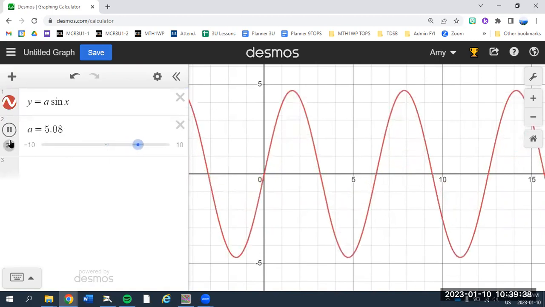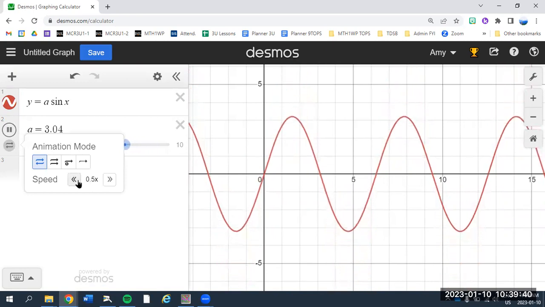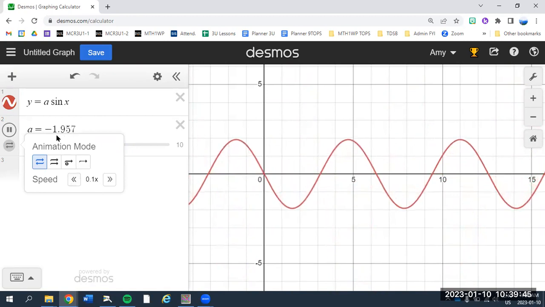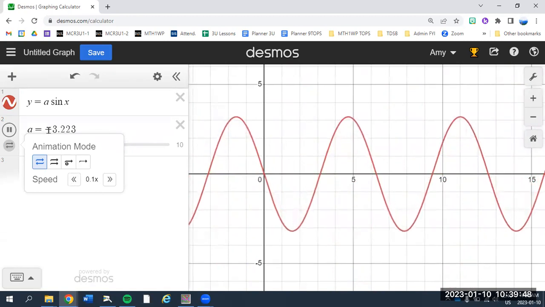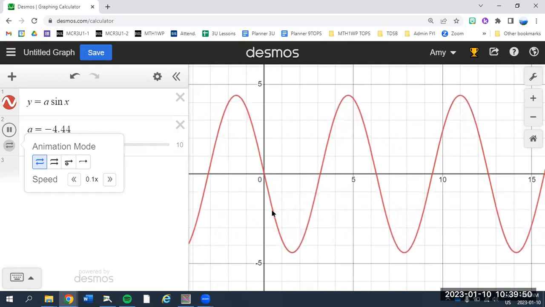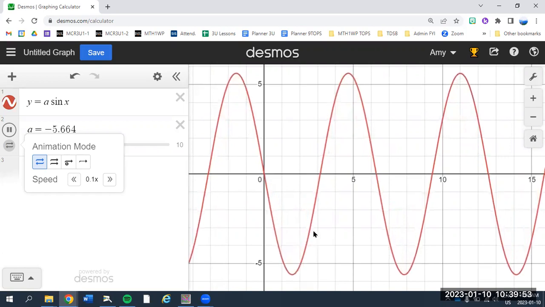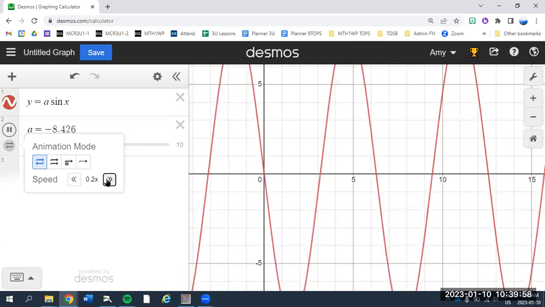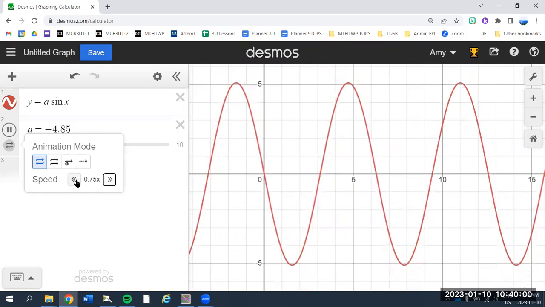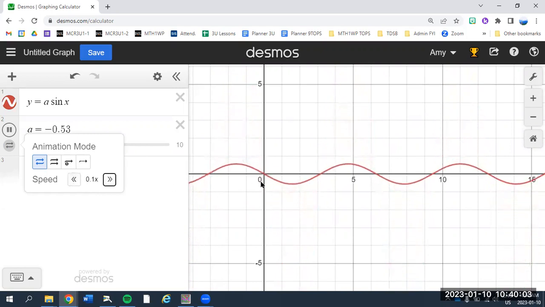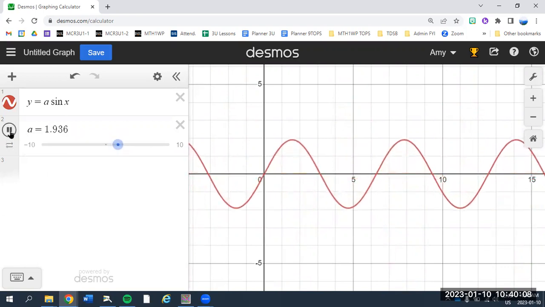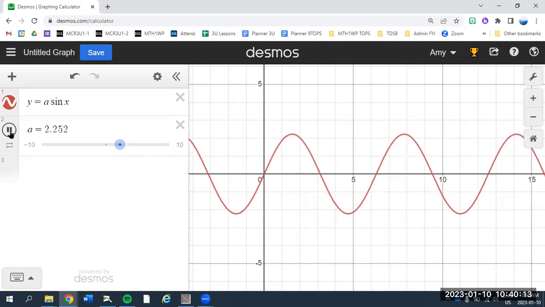Let's have the speed be slower so we can really see what's happening here. As my A value is negative, now I have a reflection. So instead of my first quarter going up, my first quarter goes down. Let's speed it up a little bit, otherwise it might take a while. Now I'm going into my positives. You can see when A is 2, I have a vertical stretch.